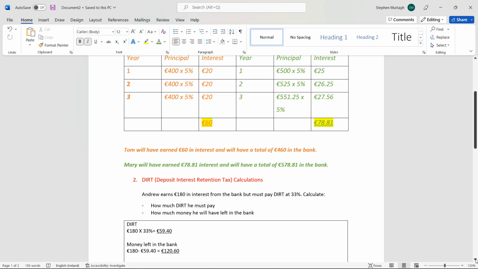So the first calculation, and make sure again to label this, is DIRT. And that is the total interest earned, €180 by 33%. So Andrew will pay €59.40 in DIRT. How much money will he have left in the bank? Well, it's the interest of €180 minus the €59.40 in DIRT, which means you'll have €120.60 left in the bank. Again, make sure to label your heading in that answer.